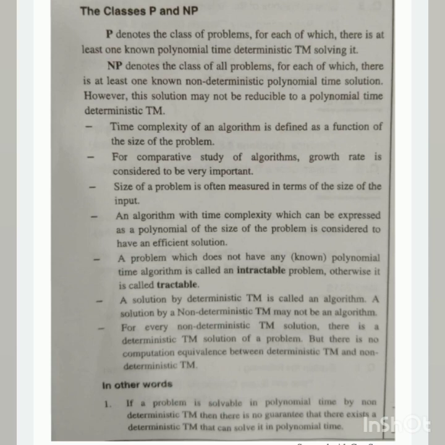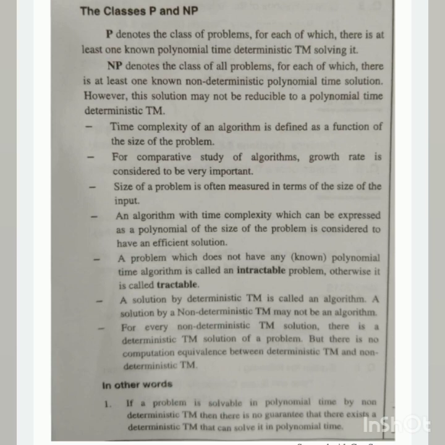Now we have two types of classes, class P and class NP problems. P problems are the problems for which there is at least one polynomial-time solution. That means there must be an algorithm that can solve it within polynomial time. On the other hand, the second category is NP problems. That means a class of problems for which there is at least one non-deterministic polynomial time algorithm.